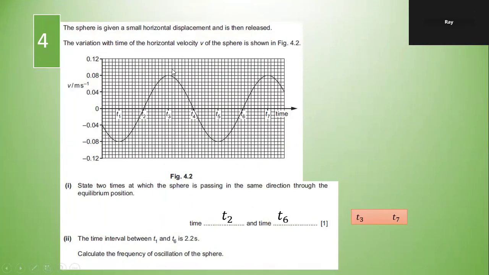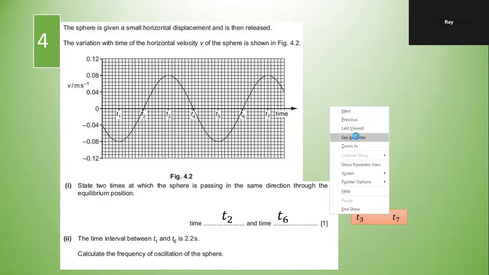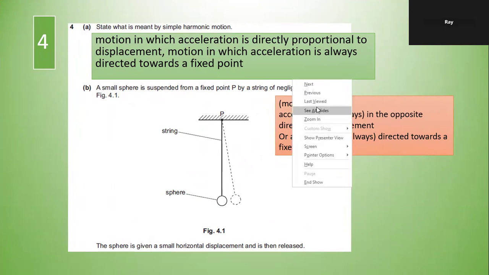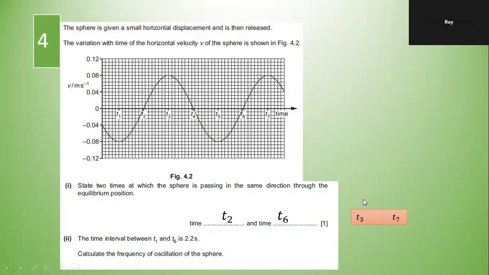So it's this time there, right? Where is the maximum? This is a velocity time graph, not displacement time graph, but it's the same. Velocity is greatest at the center. Remember, velocity is greatest at this point. One is going this way, negative. This way is positive. That's why they give you the answer. T2 is here, and T6 here. The alternative answer is T3, T7.